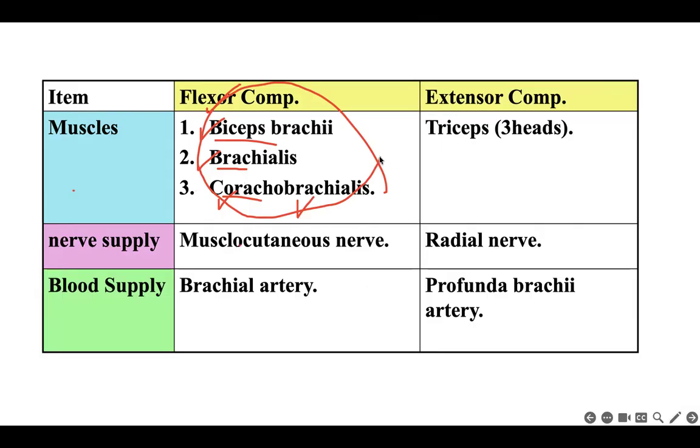The three muscles are supplied by the nerve from the lateral cord of the brachial plexus, the musculocutaneous nerve. But the posterior group, the extensor group, has only one muscle, the triceps. Tri means it has three heads: long, lateral, and medial. It is supplied by the nerve on the back of the humerus, in the radial groove, named the radial nerve. So the radial nerve is the control of the back of the arm, and the musculocutaneous is the control of the muscles of the anterior arm.